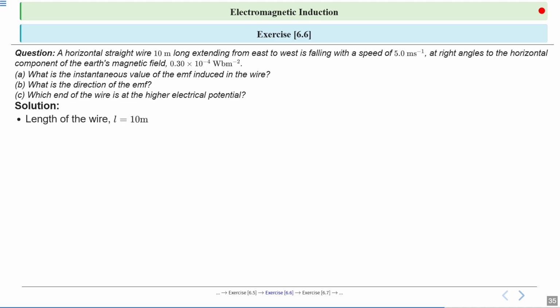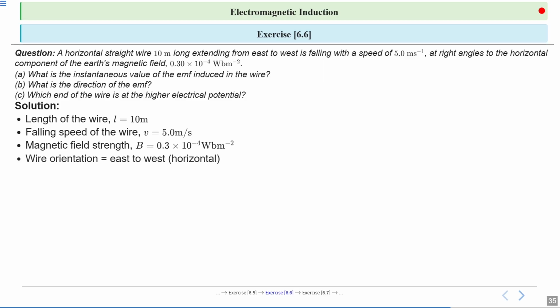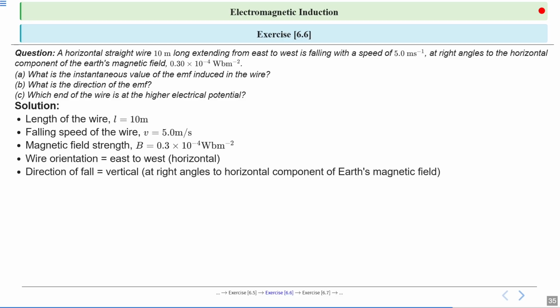So let's see the solution. Length of the wire is given L equal to 10 meter. Falling speed V is given 5 meter per second. Magnetic field strength is given B equal to 0.3 into 10 to the minus 4 Weber per meter square. Wire orientation is east to west, horizontal. And direction of fall is vertical, at right angles to the horizontal component of Earth's magnetic field. And Earth's magnetic field is from south to north.